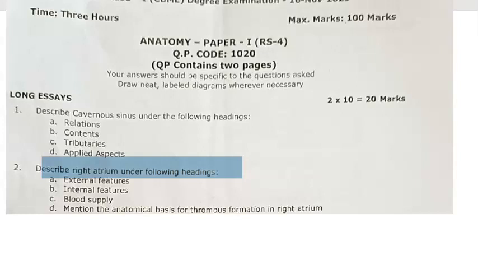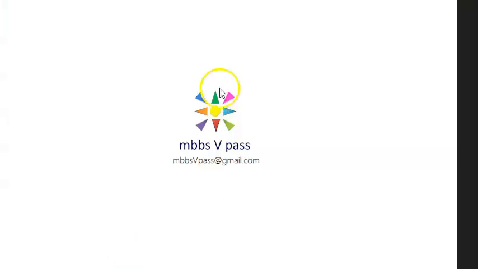Good. So now let's go to the next part of the question. The next part of the question is blood supply. And you know what blood supply they're asking here? The blood supply of the right atrium. They're not asking of the coronary arteries of the heart, the blood supply to the heart. No, they're asking only right atrium. Who will supply? You only tell. I know, ma'am, who will supply. Who? The right coronary artery.